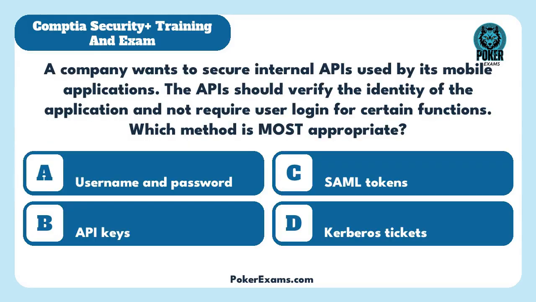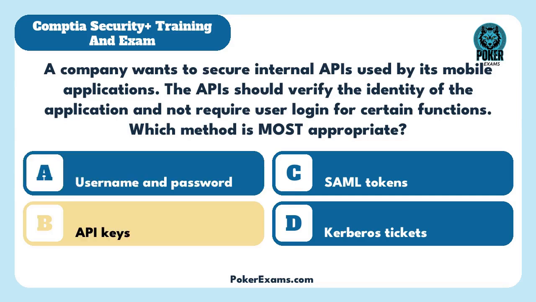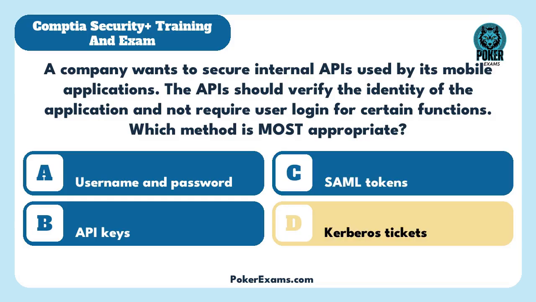Question 6. A company wants to secure internal APIs used by its mobile applications. The APIs should verify the identity of the application and not require user login for certain functions. Which method is most appropriate? A, username and password? B, API keys? C, SAML tokens? D, Kerberos tickets?